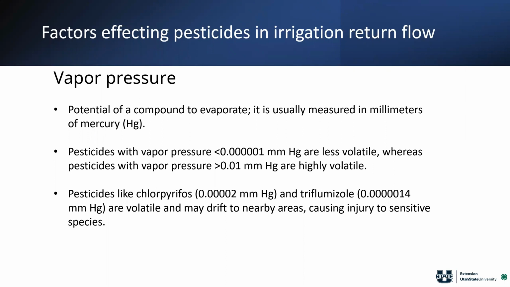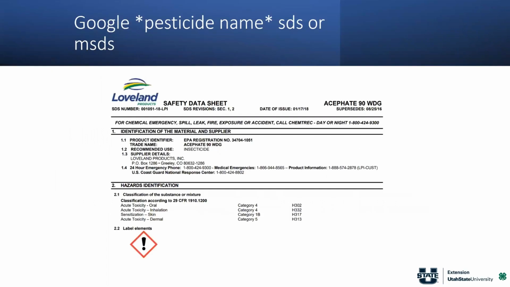Now, when I tell you to look out for this, you might be thinking, where do I look for this? Or how do I find this out, right? There is a very easy way to do it. Just Google your pesticide name and type SDS, safety data sheet, or material safety data sheet. A lot of the nurseries might even know this.